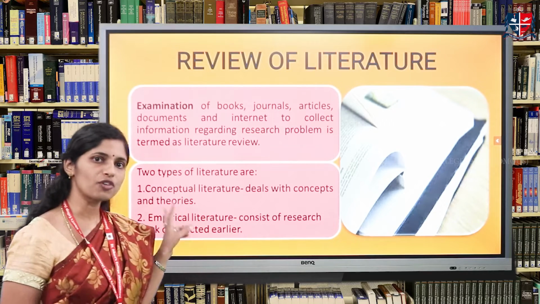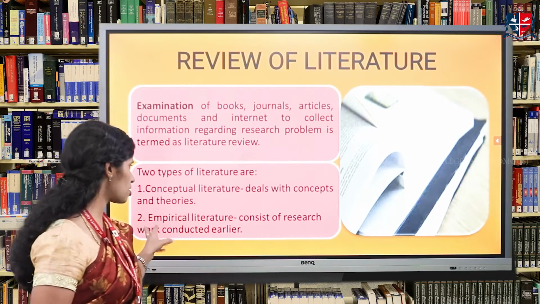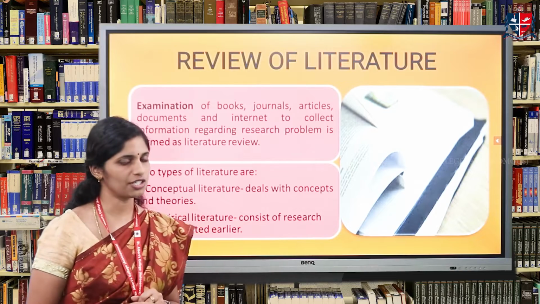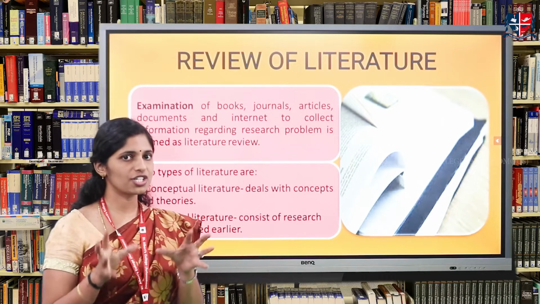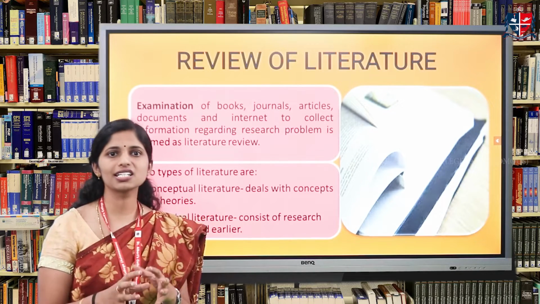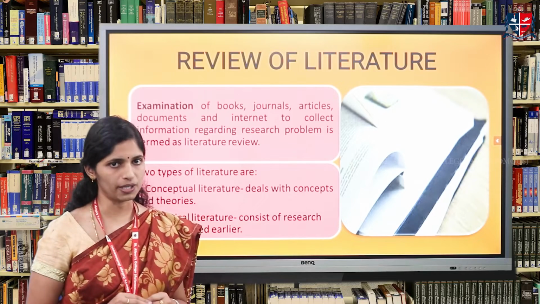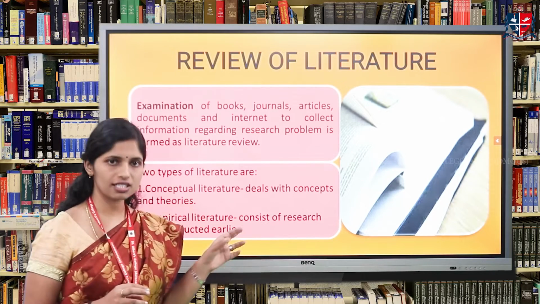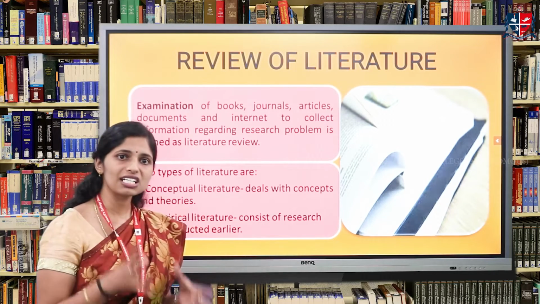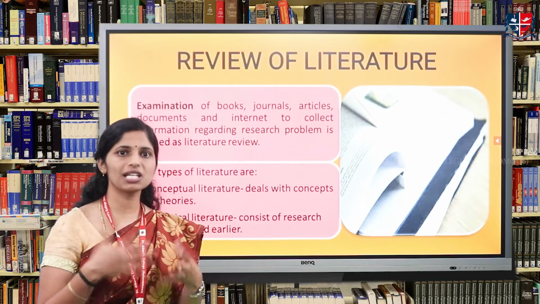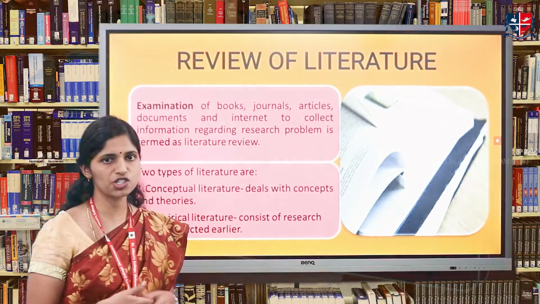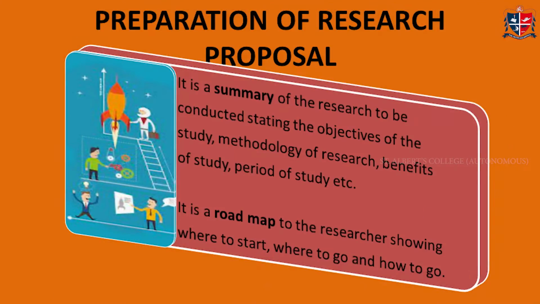There are two types of literature, namely conceptual literature and empirical literature. Conceptual literature gives the concepts and theories related to the particular topic, and empirical literature is the research work which is already done by some other researcher, which is published in some sources. And this was the second step.